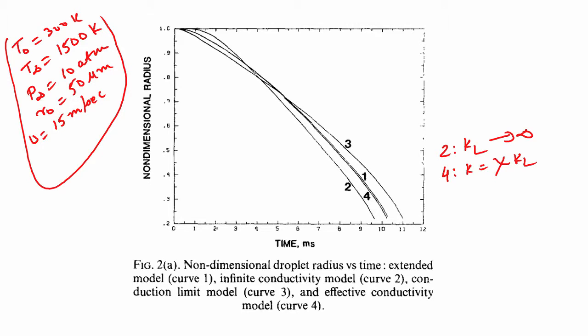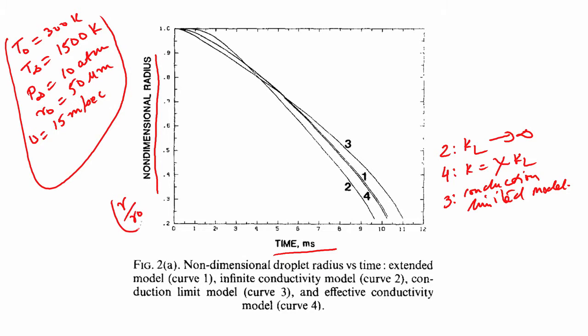The extended model is the effective conductivity, and then number 3 is basically the conduction limited model. We already covered what a conduction limited model is. Got it, okay. And what it shows is the non-dimensional radius versus time. This time is the real time for that 50 micron droplet that was injected. Non-dimensional radius is basically r by r naught. That is why it starts from 1 and goes all the way down to 0.2 and so on.